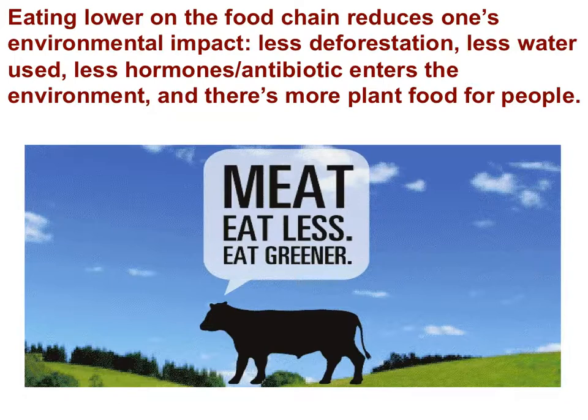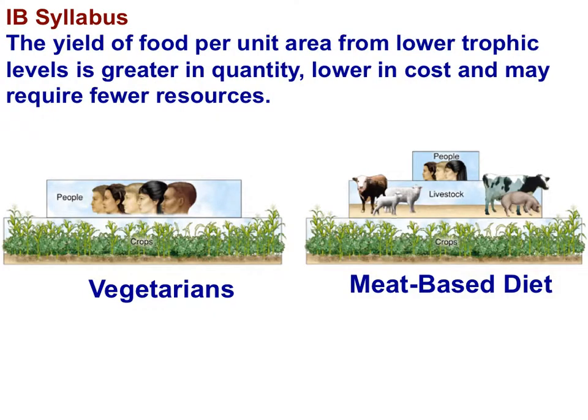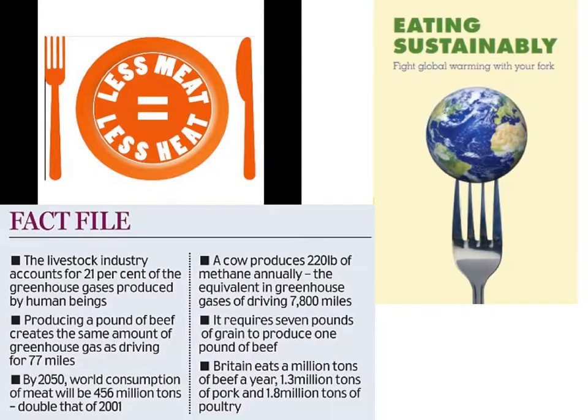Remember the second law of thermodynamics that accounts for the shape of every energy pyramid. Always remember trophic level efficiency in eating lower on the food chain. The yield of food per unit area from lower trophic levels is greater in quantity, lower in cost, and may require fewer resources. The livestock industry accounts for 21% of the greenhouse gases produced by humans.